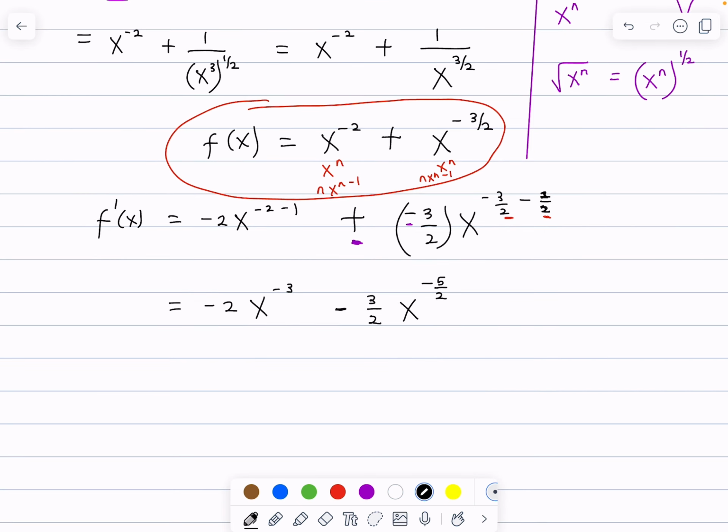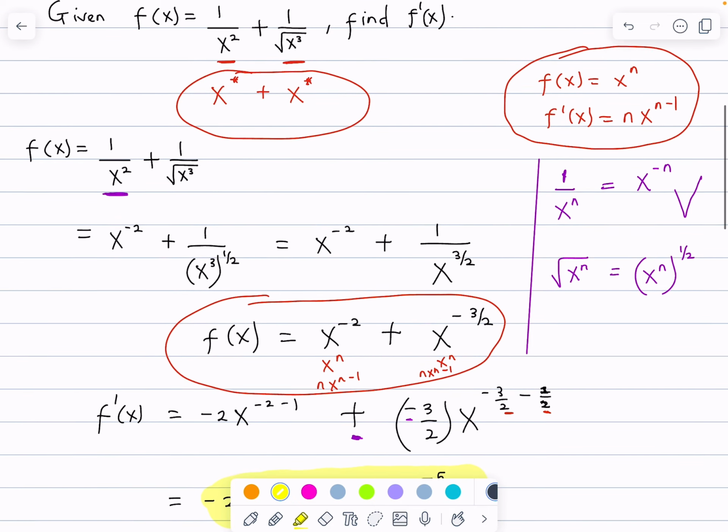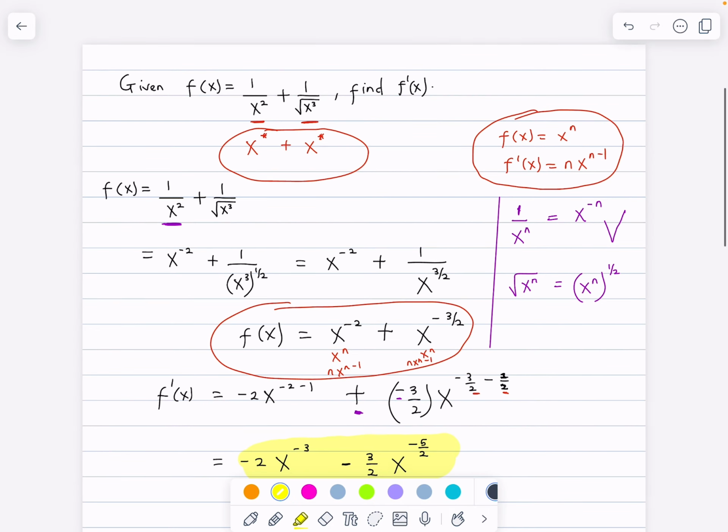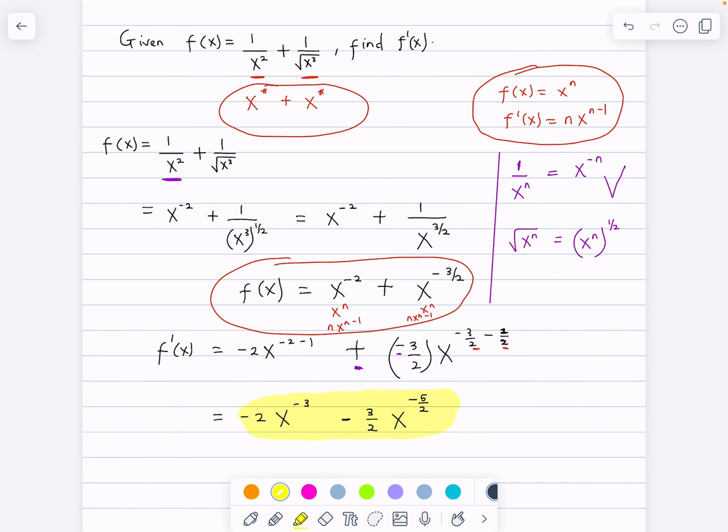And I can leave my answer like this. So this is just going to be the derivative of the function 1 over x squared plus 1 over the square root of x cubed. I hope this helps. I know this is a little bit involved, but that's the way to do it. Thank you.